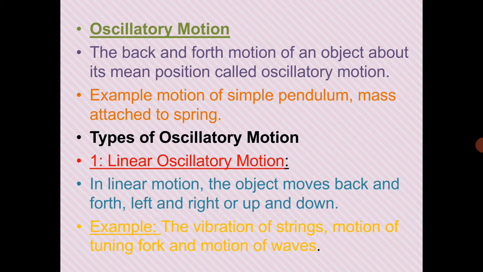For example, the vibration of a string. When a string is fixed to some support and force is applied on it, the other end of the string will start oscillating, and this is linear oscillatory motion. Similarly, the motion of a tuning fork. When a tuning fork is struck on a rubber pad, its prongs start oscillating, and this is linear oscillatory motion. Similarly, the waves produced in water also move up and down about their mean or equilibrium position, and that is linear oscillatory motion.